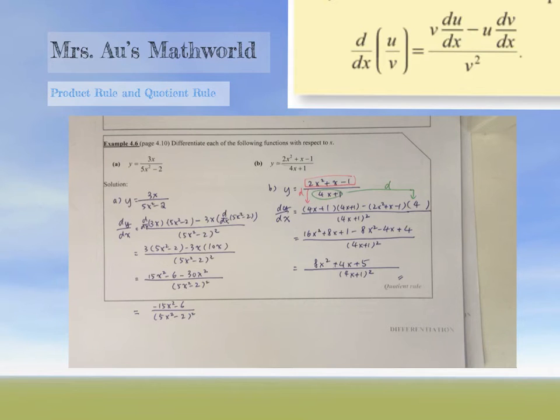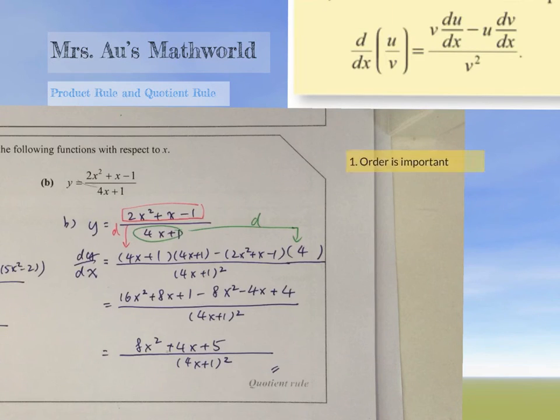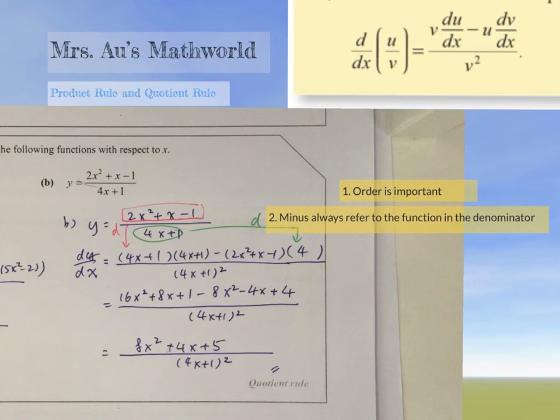So let's have a short summary on it. So first, the order is important. We must put the upper part to be differentiated first, and then the lower part to be second one. That's because the minus sign always refers to the function of the denominator. So after we have done the calculation, remember to check if there are any common factor so that we can simplify the fraction if required.